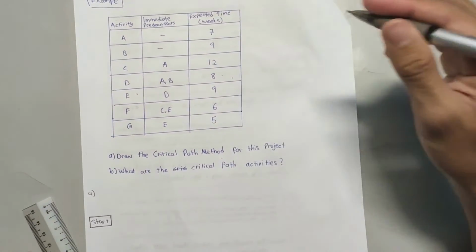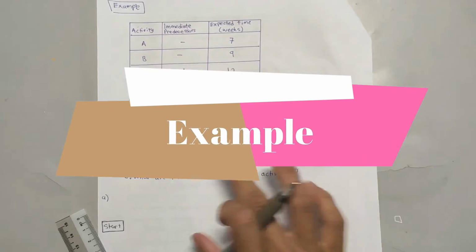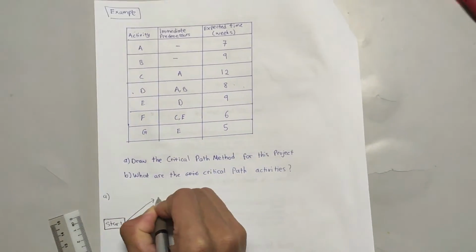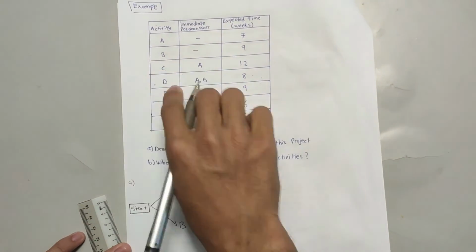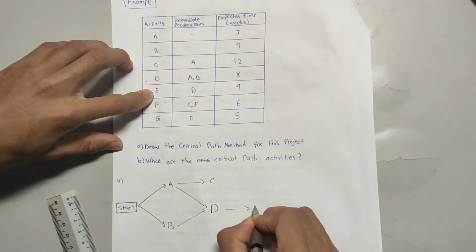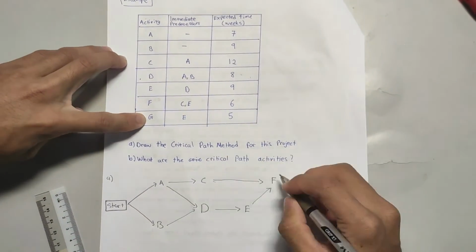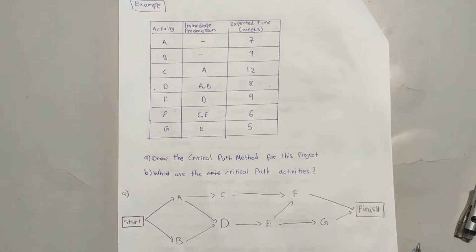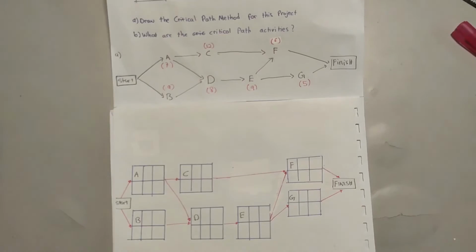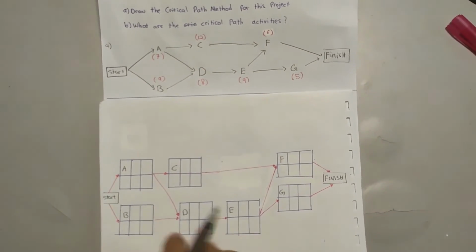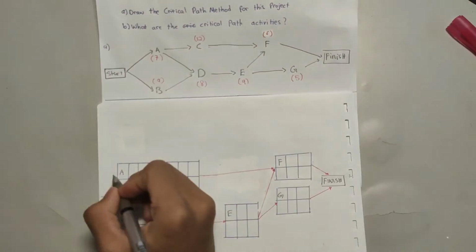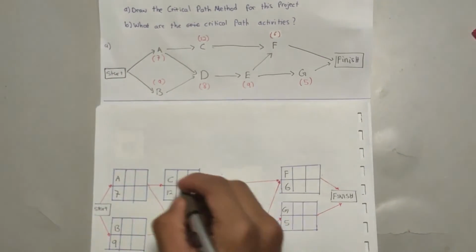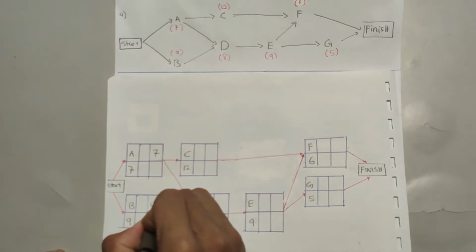Okay, now we do a question. For example, draw the critical path method for this project. Okay, now we just draw. Start. Okay, after that we make a table for the calculation. Okay, continue. After that we put the duration. A is 7, B is 9, the early finish is 7, 9.